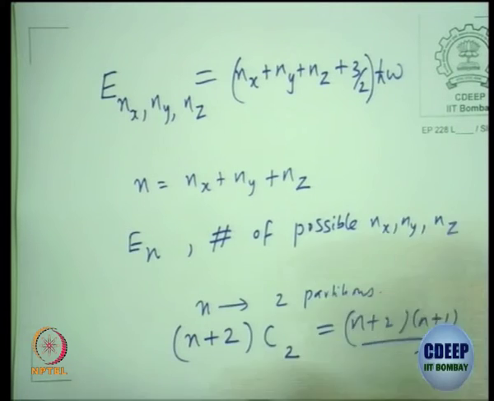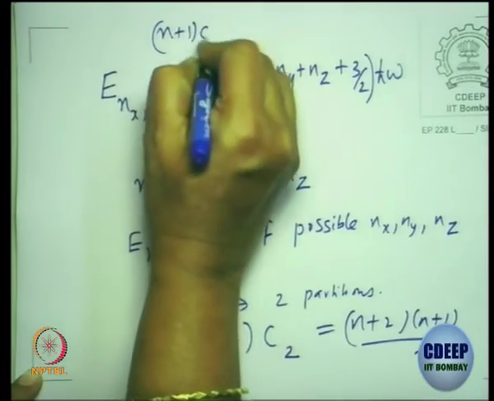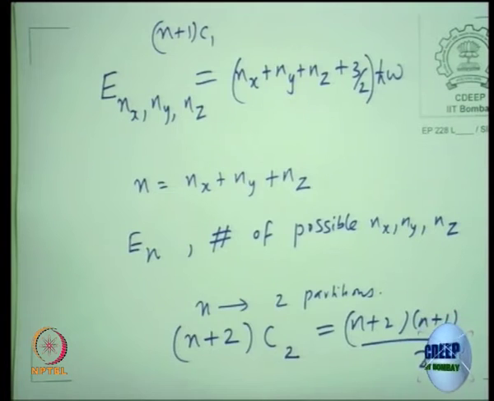You can actually extrapolate to any dimensional harmonic oscillator. It will become n plus r C r, where r is the dimension. For 2 dimensions, you had n plus 1 C1. For 3 dimensions, it is n plus 2 C2. Is that clear? One of the features beyond 1 dimension is that even the bound state solutions become degenerate. But in 1 dimension, you found that the bound state solutions are always non-degenerate.